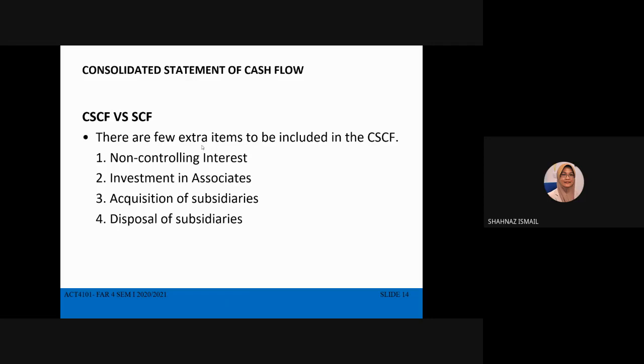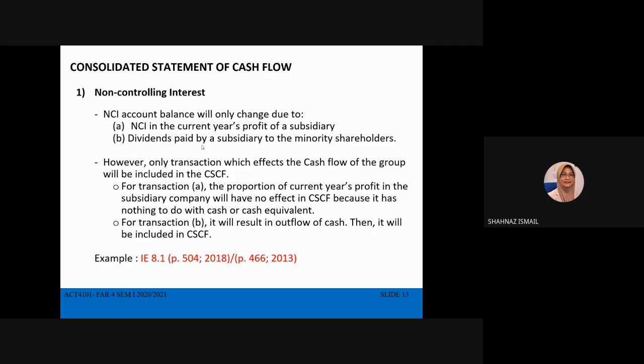Dan fokus kita adalah kepada 4 komponen ini untuk dimasukkan di bawah consolidated statement of cash flow. Okay, let's look at the first one, which is NCI. Okay, so NCI account balance will only change due to NCI in the current year's profit of a subsidiary. And then secondly is the dividends paid by a subsidiary to the minority shareholders. So NCI akan berubah sekiranya ada 2 perkara ini. Okay, iaitu agihan profit for the year dan juga dividend paid, okay, by the subsidiary.